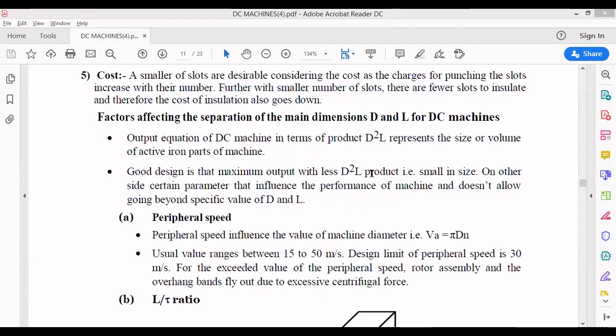That type of machine is considered a good design, because small in size means even the cost of the machine will be reduced. So most economically, you are going to get the maximum output. And what is the condition? You have to maintain that the D square L product is small.